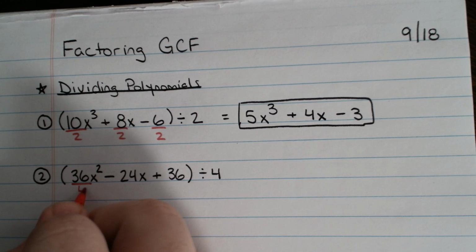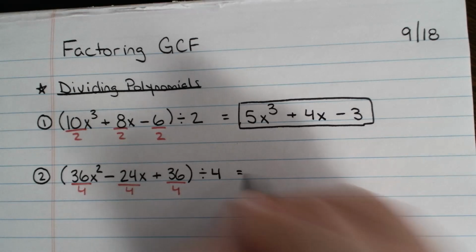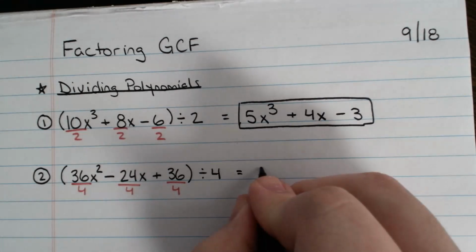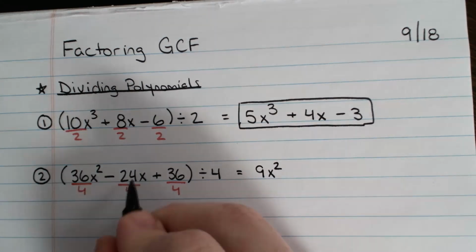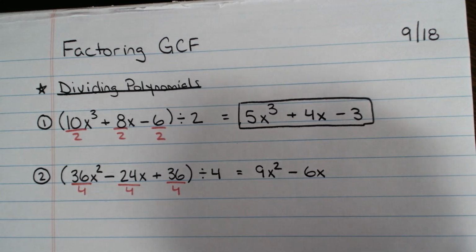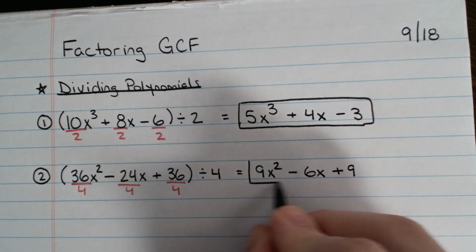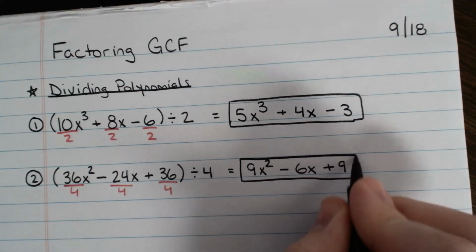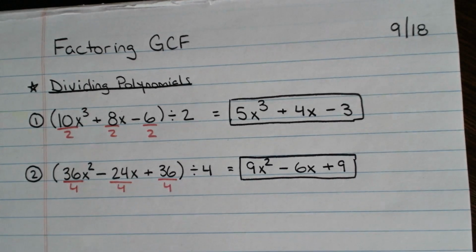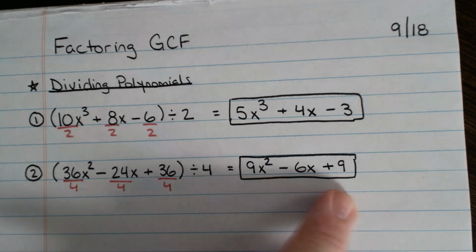Well, 36 divided by 4, negative 24 divided by 4, and 36 divided by 4. 36 divided by 4 gives us 9x squared. Negative 24 divided by 4 is negative 6x. 36 divided by 4 is another 9. The thing is here, I told you to divide by 4, but 4 is not the GCF, and the way I know that is because my answer can be divided further.